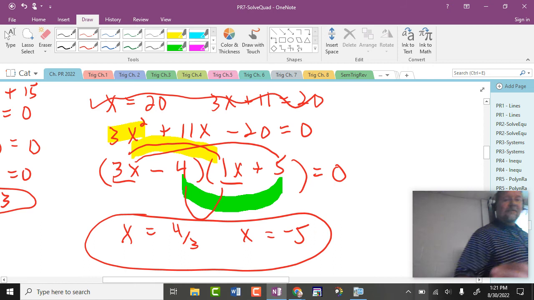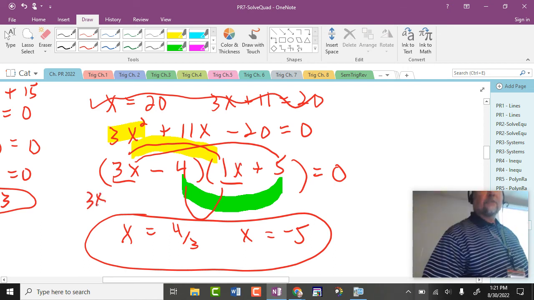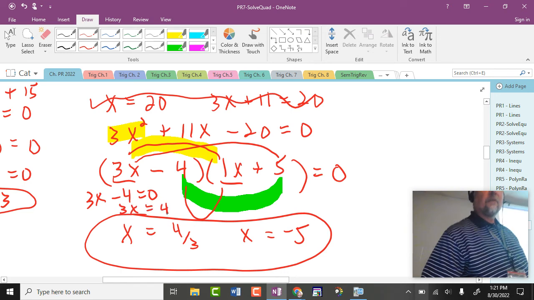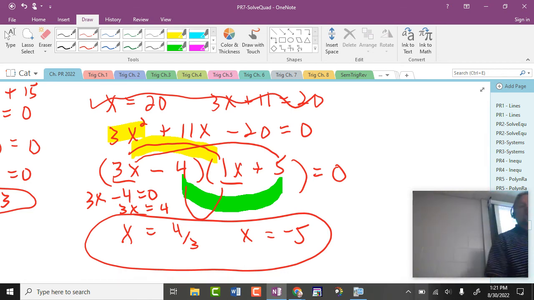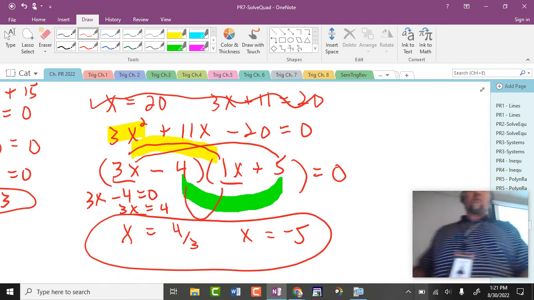No, because this is, I'll write it. This would be 3x minus 4 equals 0. The very first thing I'd have to do is add 4 to both sides. And then divide by 3. So try to visualize that. We are in CAD. I do like these shortcuts, in order to get those things.